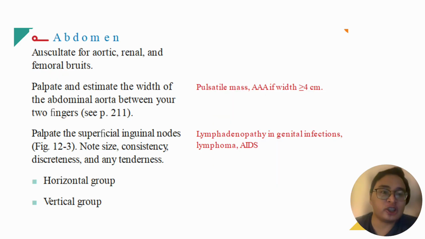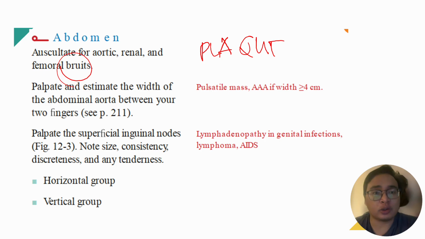So for the abdomen, you need to listen for bruits. So bruits are caused by turbulent blood flow. So what could cause turbulent blood flow in the arteries? So it could be an atherosclerotic plaque. Alternatively, it could be a narrowing or stenosis. So for example, if there is renal artery stenosis, it's going to cause a decrease in blood supply to the kidneys. And remember, the kidneys are important in regulating blood pressure. So you could have secondary hypertension because of renal artery stenosis.